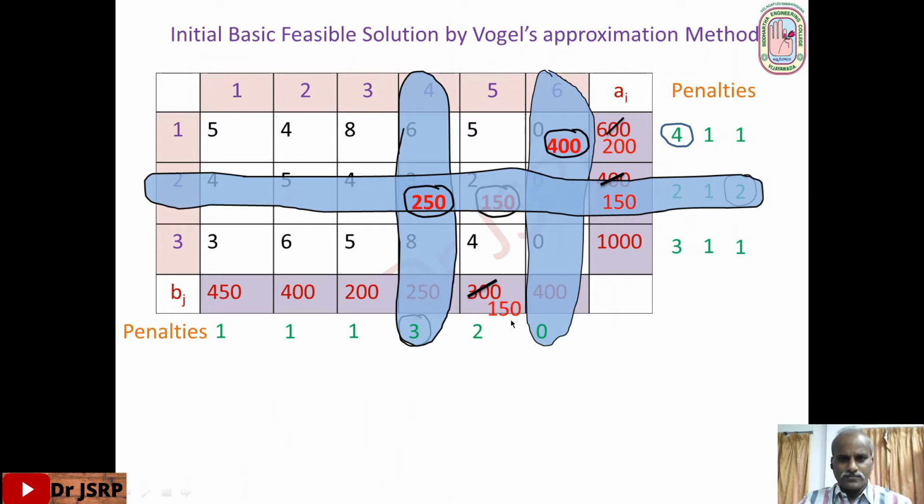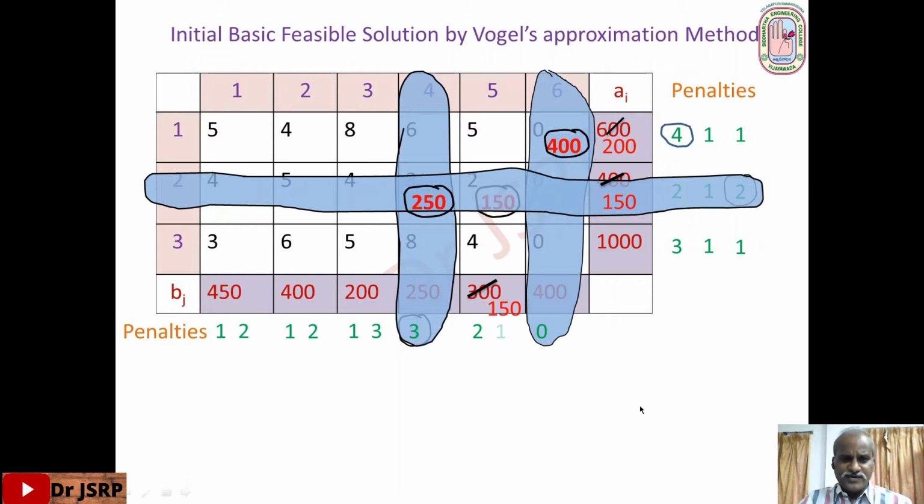Okay, right. So now the row is eliminated, so in this case the column differences may change. Now calculate the column penalties. In the first column we have only two cells, one is the least cost, another is the next to least cost. So 3, 5, difference 2; 4, 6, difference 2; 5, 8, difference 3. So here the column penalties are 2, 2, 3 and the row penalties are 1, 1.